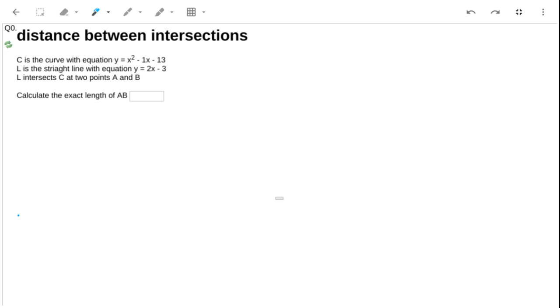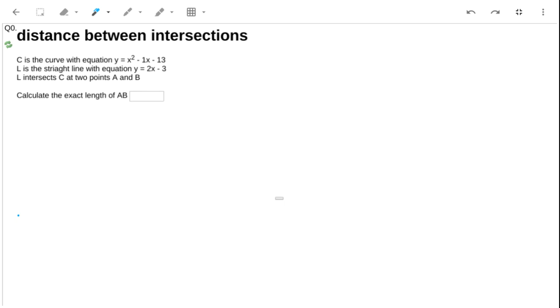The question is saying the following curve here, x squared minus x minus 13, and a straight line, and there's an intersection between those two. Now, if you've got the equation of two lines or a curve and a line, you can find out the values of x by solving those two equations.